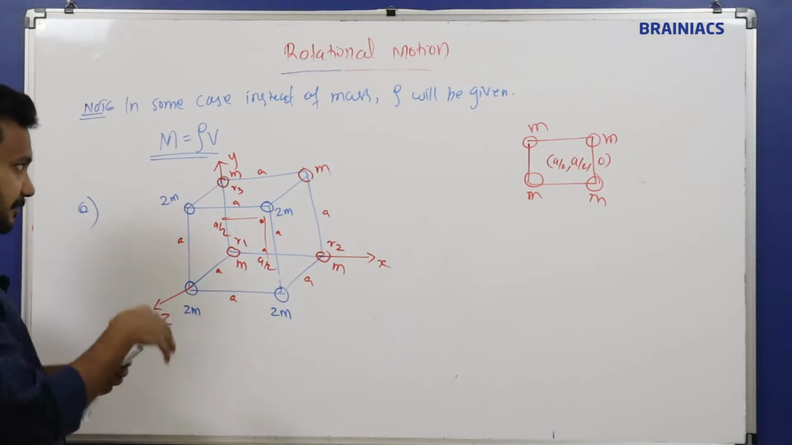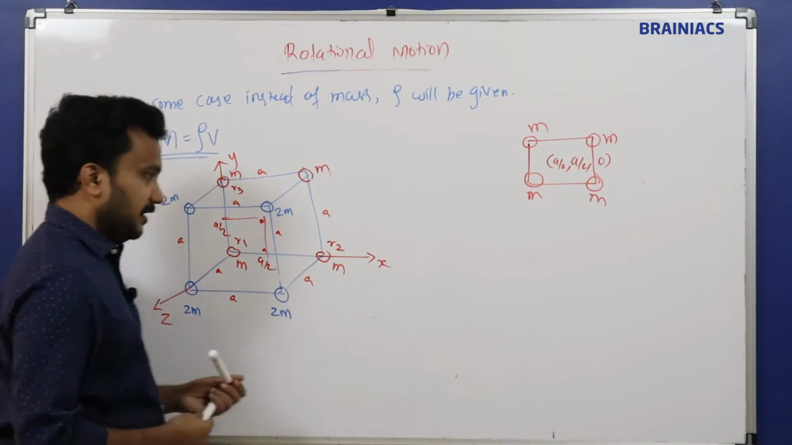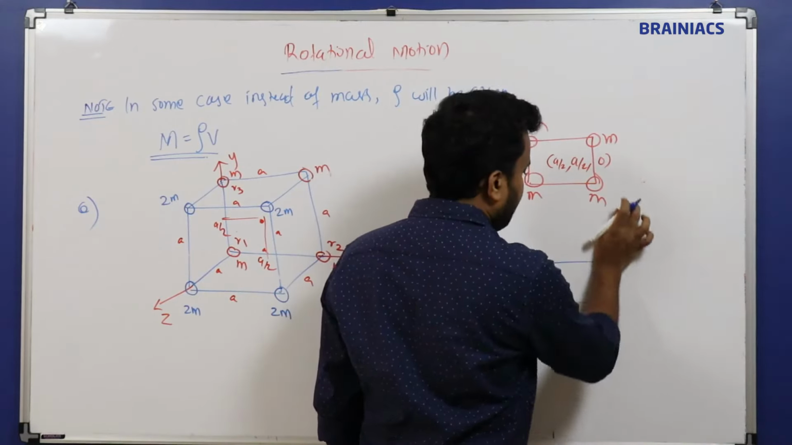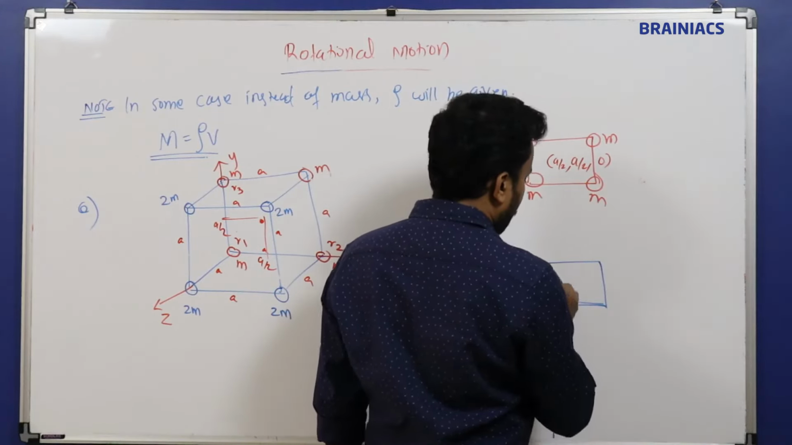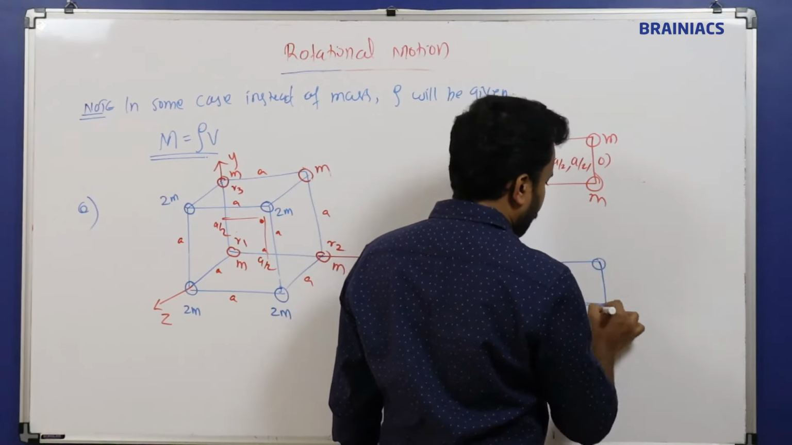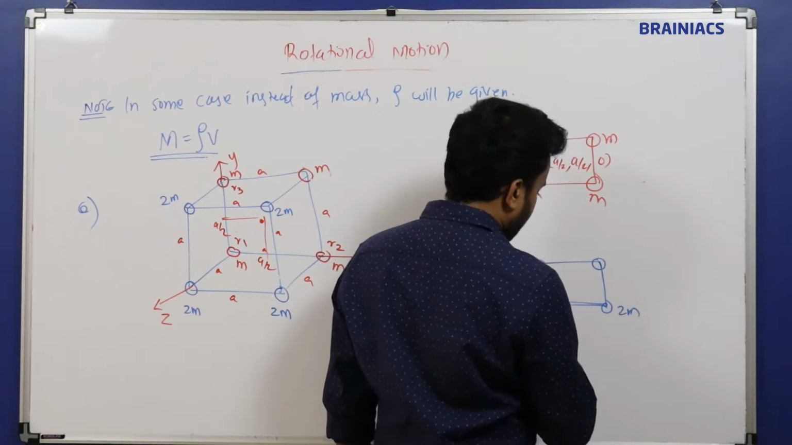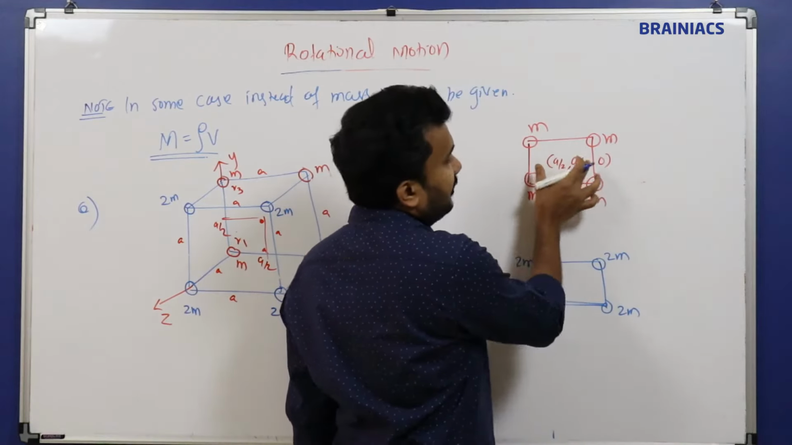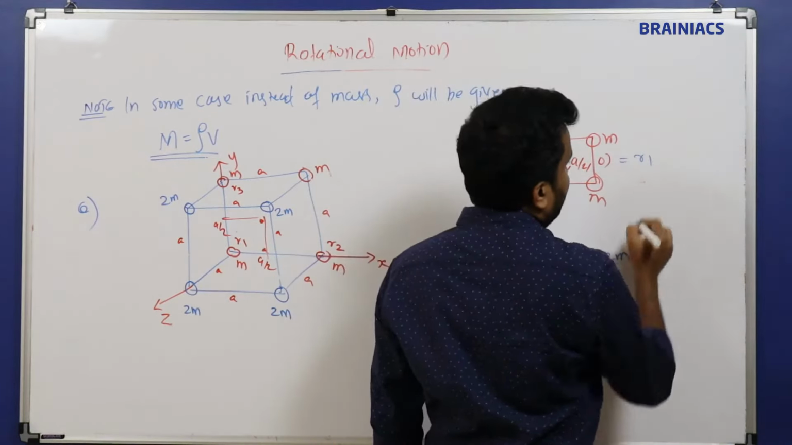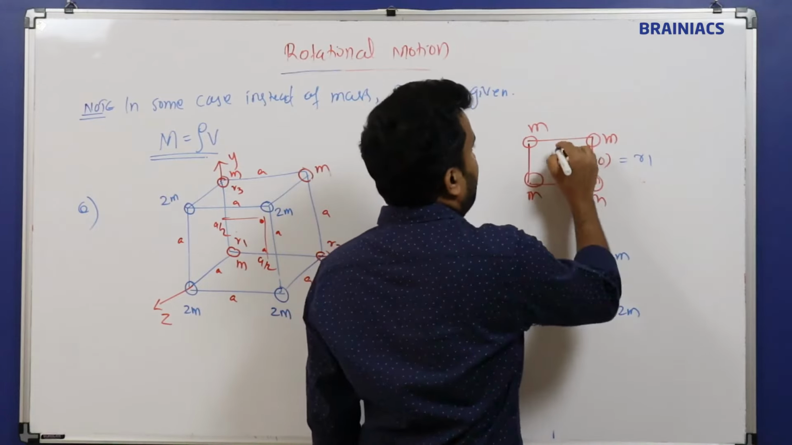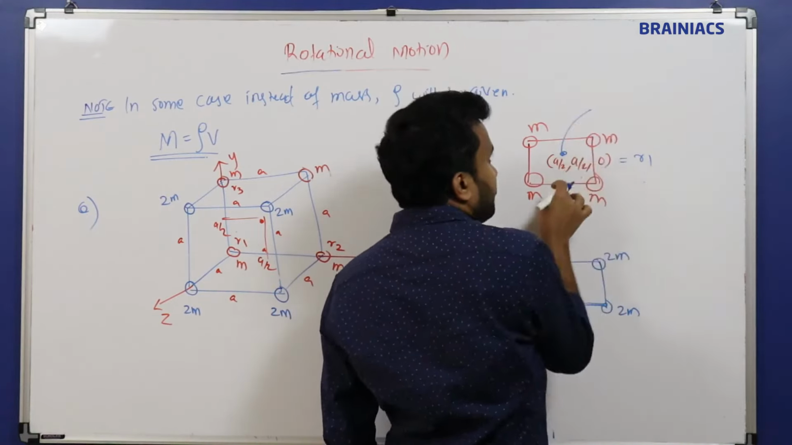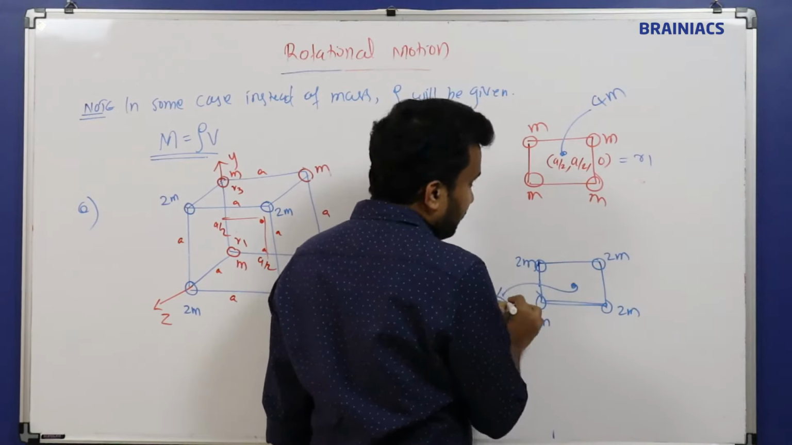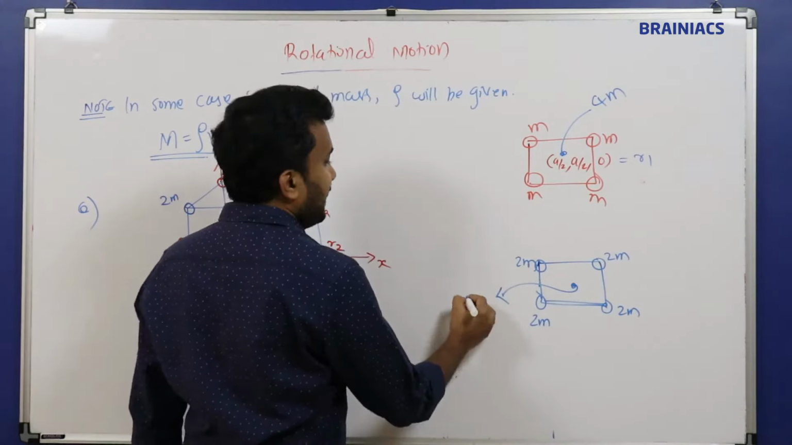In front we have another body, the blue color one on the front side. This is 2m, 2m, 2m, 2m. You can consider this as one position coordinate, let me consider it as R1, and the total mass of this system is concentrated at this point, that is 4m. Here the total mass is concentrated at this point and it is called 8m.